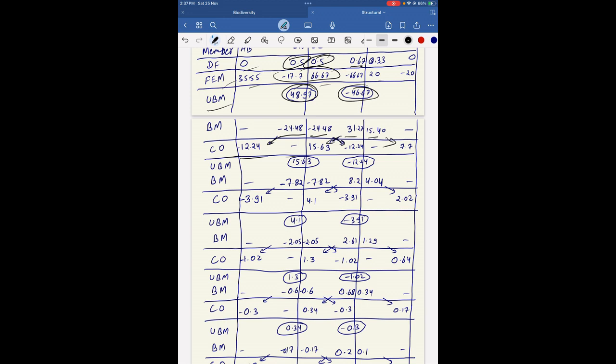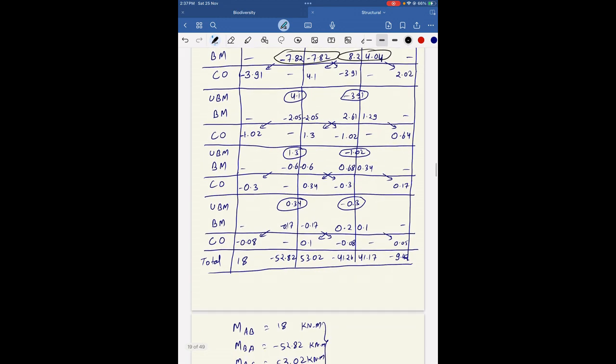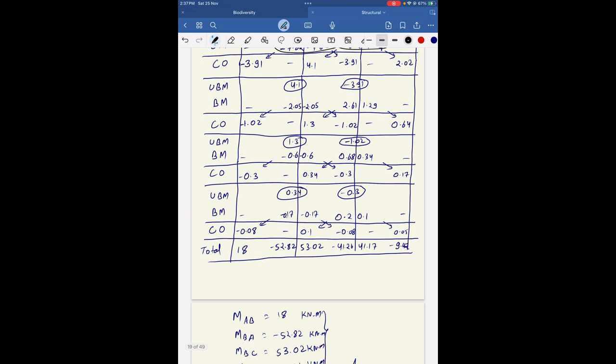Then also at joint B and C we get the unbalanced moment. Then again we apply the balanced moment in both the joints, and again carry forward, then again unbalanced, then we repeat the similar process until we get the carryover very less. Like after 5 steps in this question we get carryover moment as 0.08, 0.1, 0.08, 0.05, so it is very less, like 0.0 something. So after this we stop the process and calculate the total bending moment at each member.